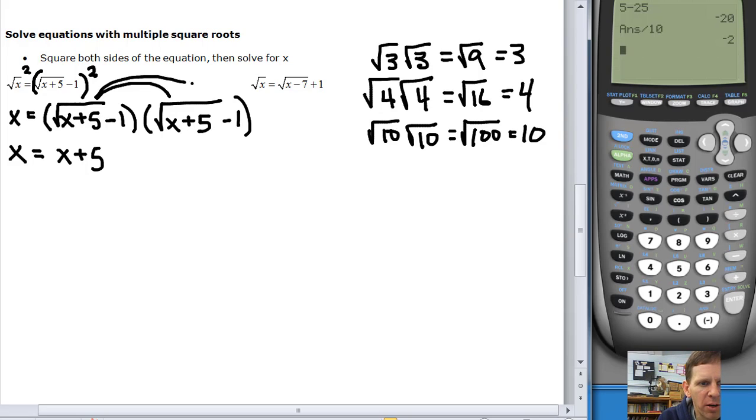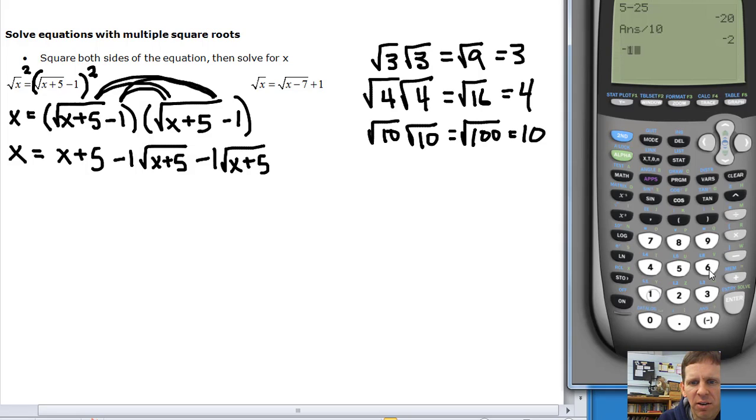Let's go to the outside parts here. Negative 1 times the square root of x plus 5. That's going to be negative 1 times the square root of x plus 5. Inside, negative 1 times the square root of x plus 5 again. That's going to be negative 1 times the square root of x plus 5. Last, negative 1 times negative 1. Don't forget, when you multiply a negative times a negative, you get a positive answer. Negative 1 times negative 1 is positive 1. So there'll be a little plus 1 right here.